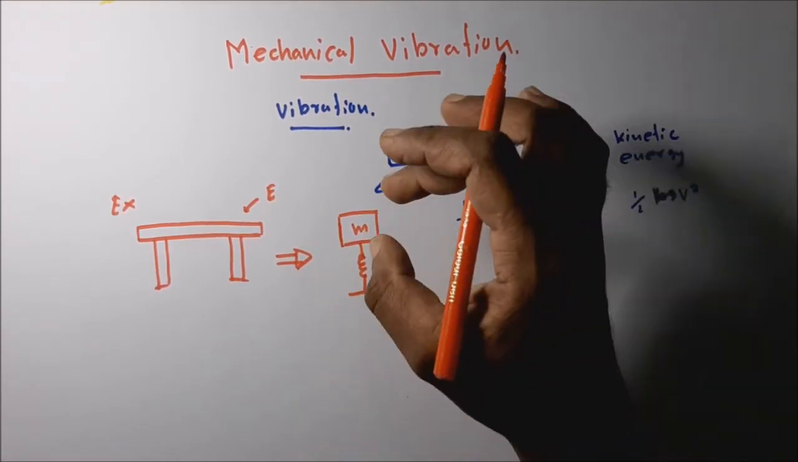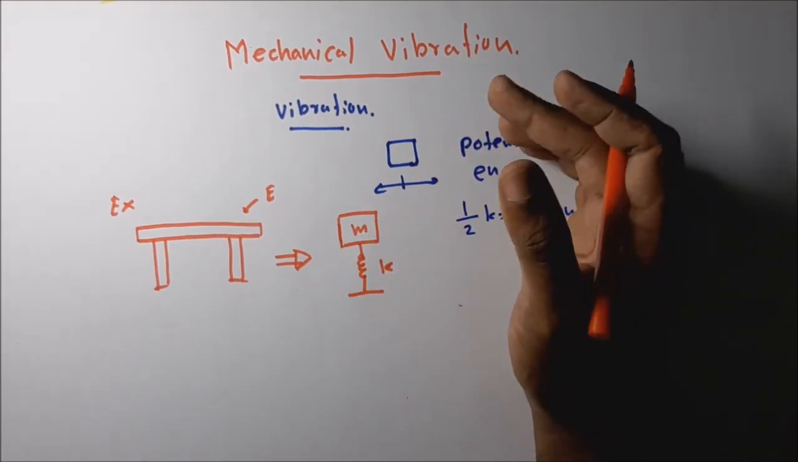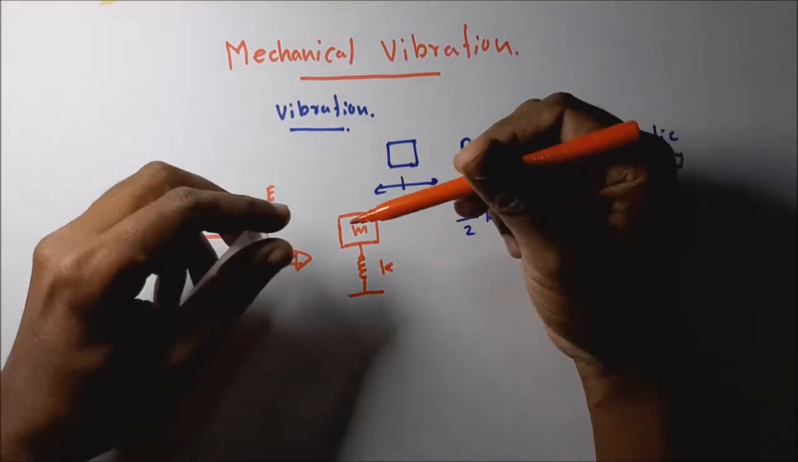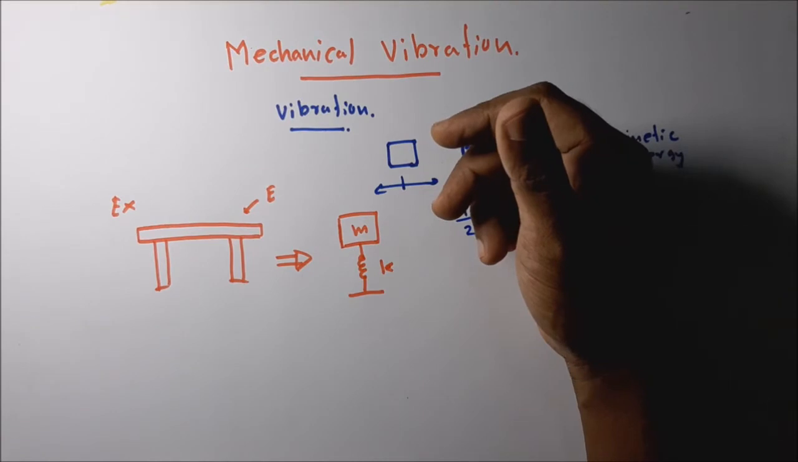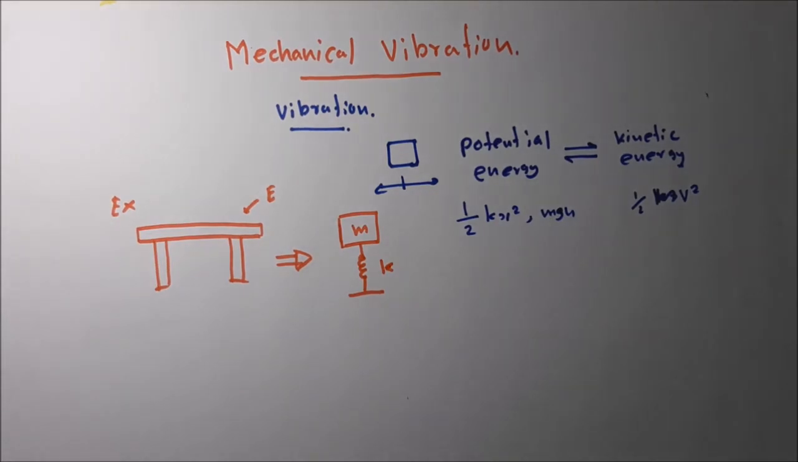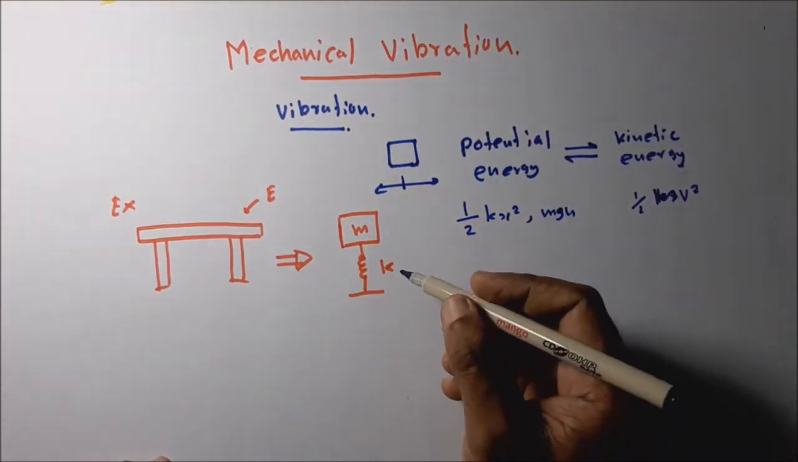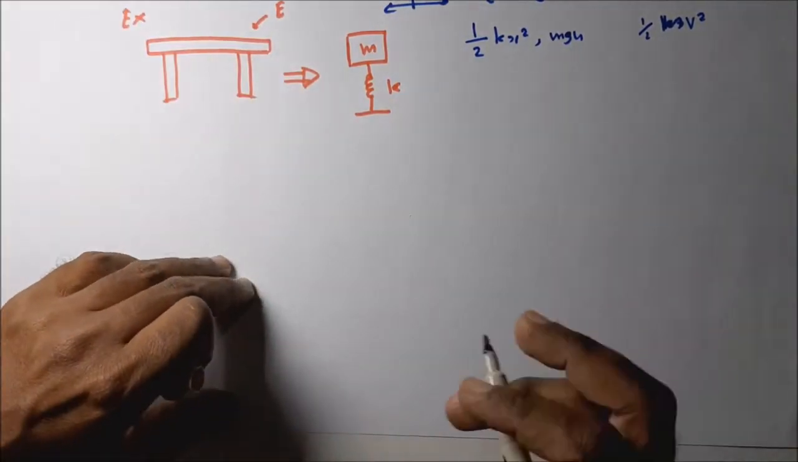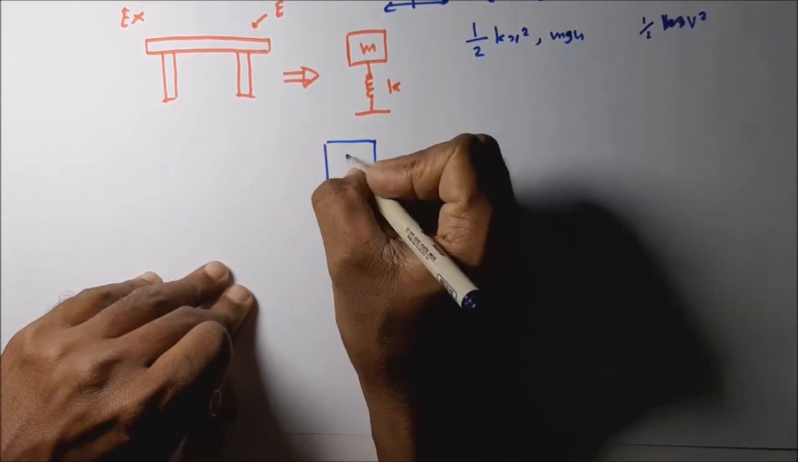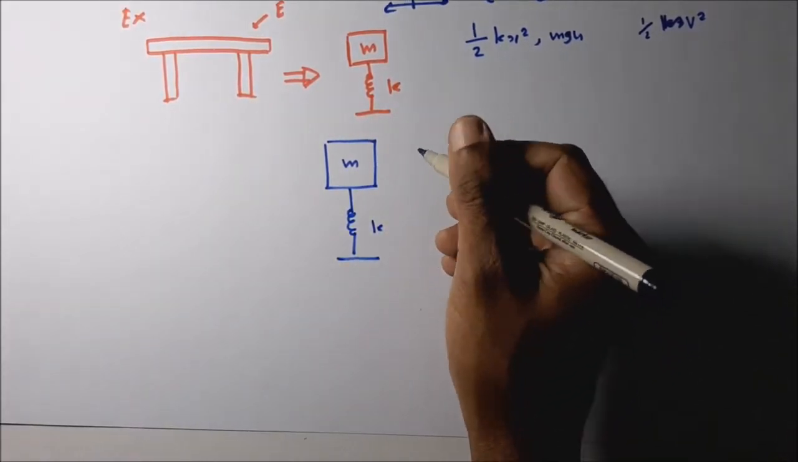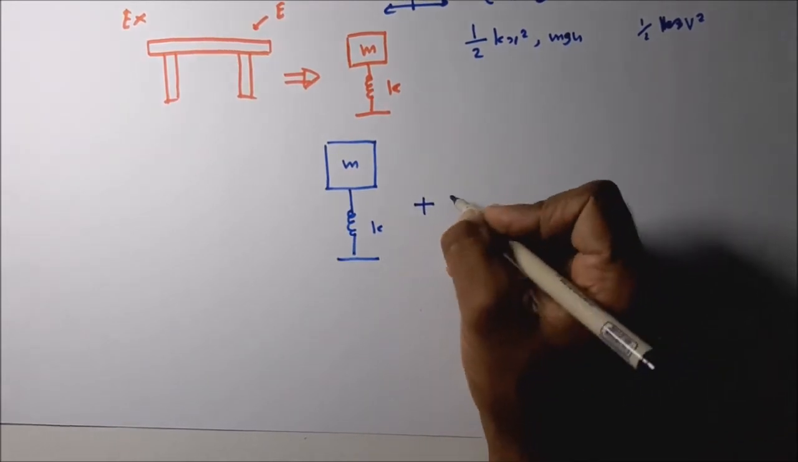We always draw this equivalent system for a given system to analyze the vibration. Then we find the equivalent stiffness and the equivalent mass value, and we can mathematically analyze this kind of system. In every mechanical vibration system there is a mass and a stiffness, and damping is also available.